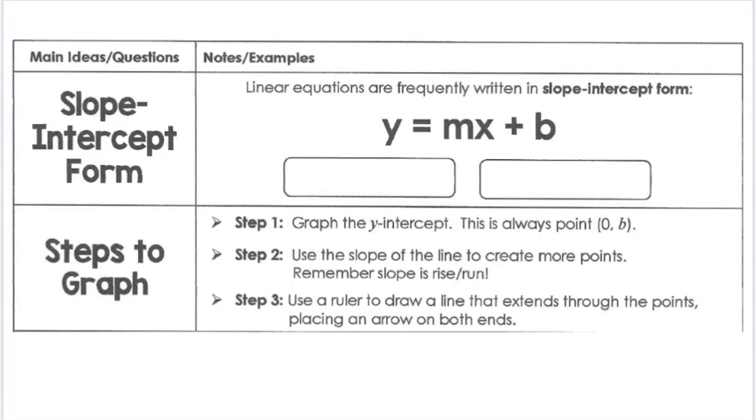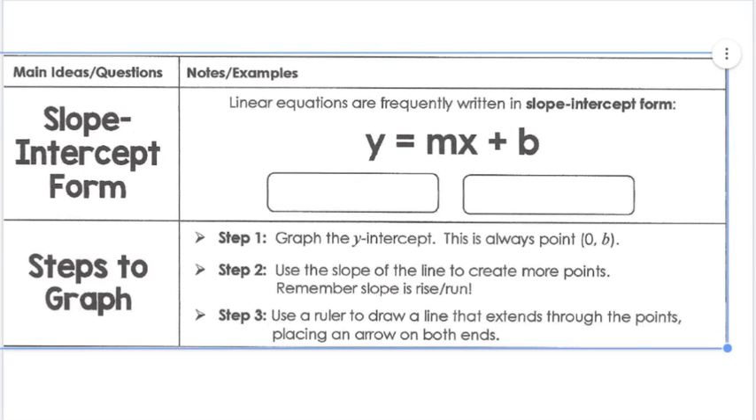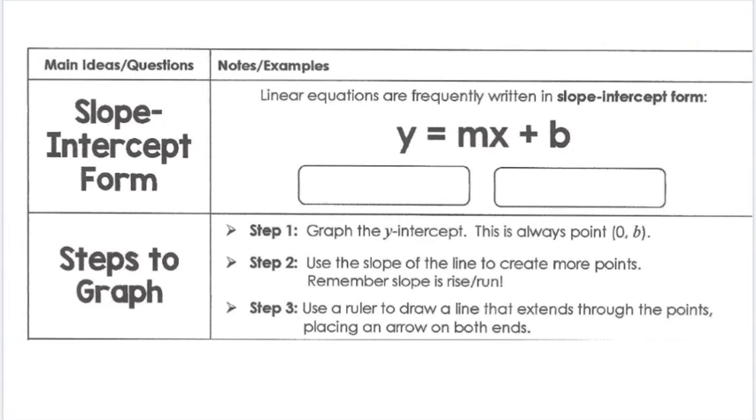Okay, so now we're going to learn how to graph the equation of a line in slope-intercept form. We learned yesterday how to identify the slope and the y-intercept. In this equation, the m is the slope and the b is the y-intercept. Now, these are the two things that we need to graph the equation of a line.